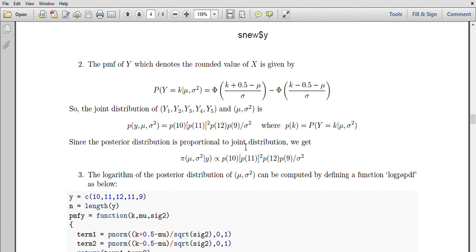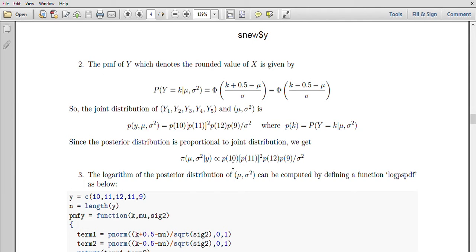So now how do we get the posterior distribution? The posterior distribution is proportional to the joint distribution, so it will be proportional to this. How do we get this 1 by sigma square? Notice that this 1 by sigma square is nothing but the non-informative prior distribution assumed for mu and sigma square. So this will be the joint distribution of yi's multiplied by the prior distribution of mu and sigma square. So this is how we get the joint distribution of yi's, mu and sigma square. Now the posterior is proportional to this. So up to this we can reach.